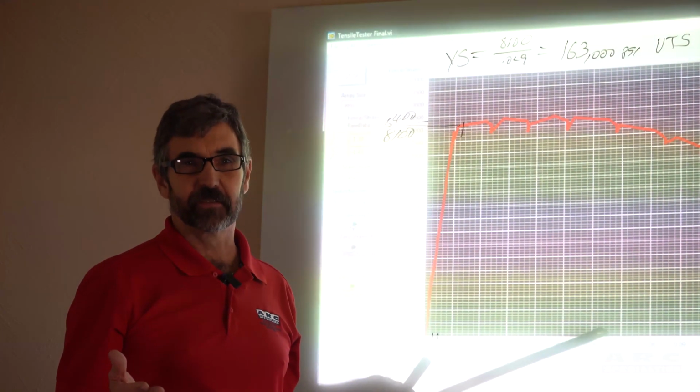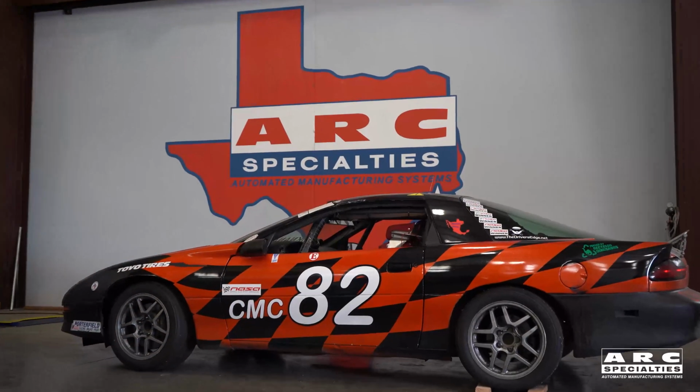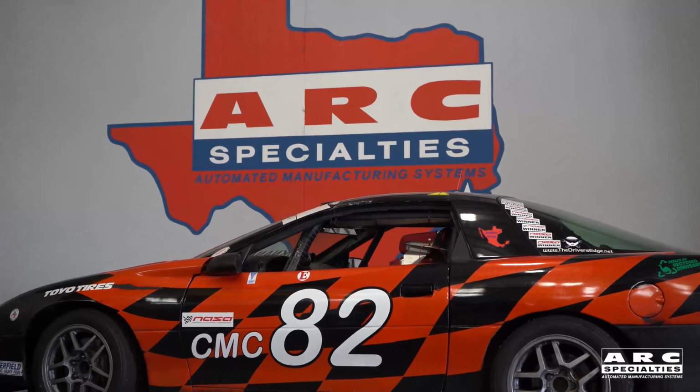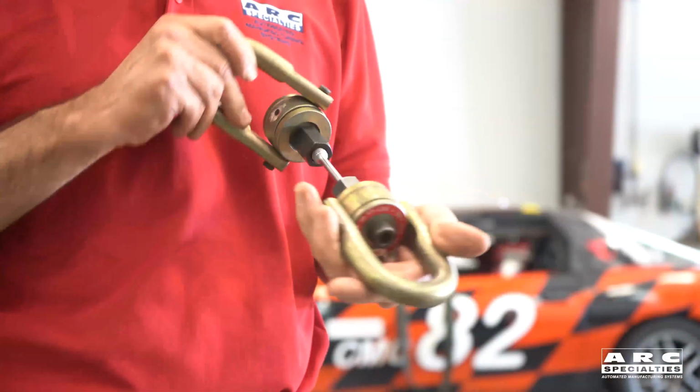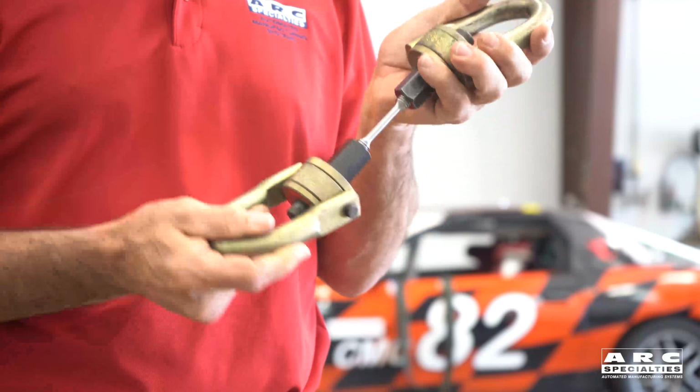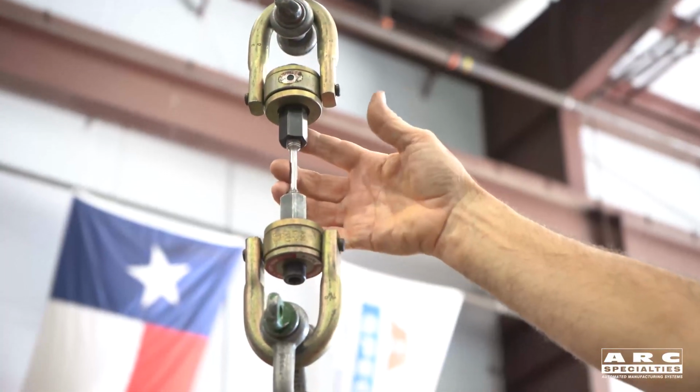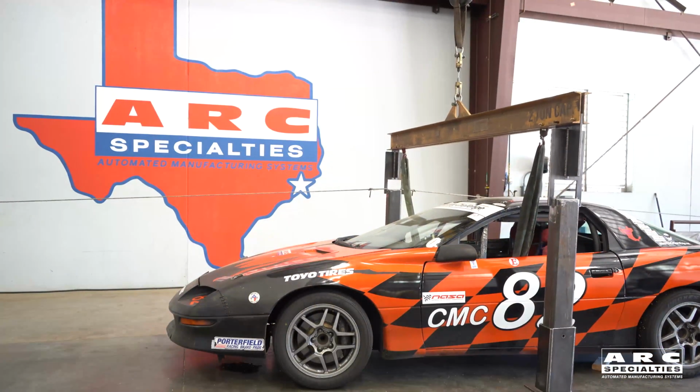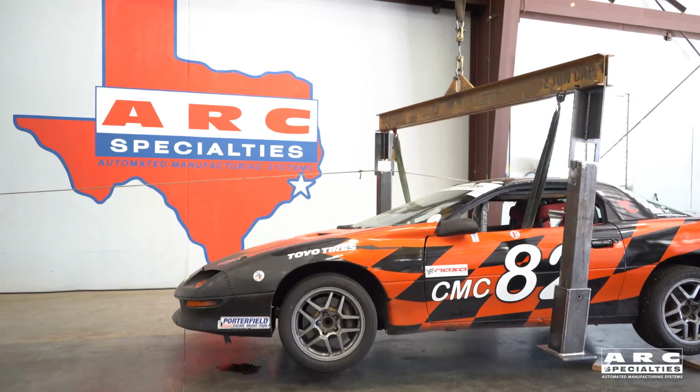We measure strength in race cars. So now we're out in the shop with a CMC race car. We've put the tensile specimen between two pivoting clevises. We're going to tie that into the crane. So the only thing holding the car up is going to be that 1/4 inch test tensile specimen. Let's see if it works.